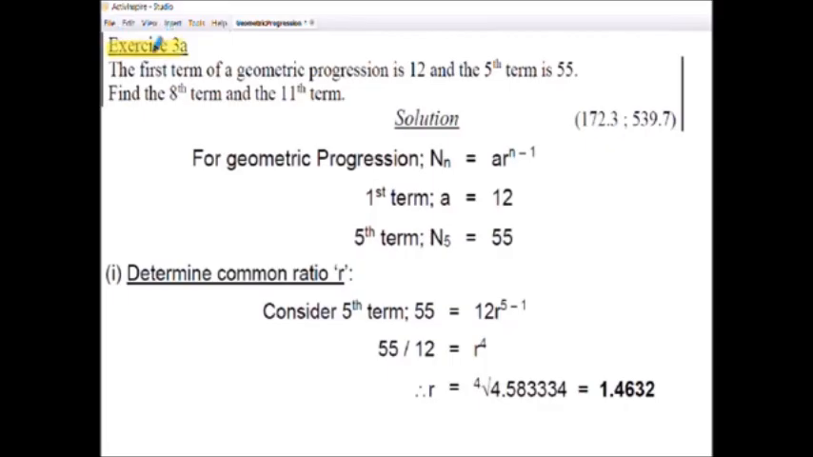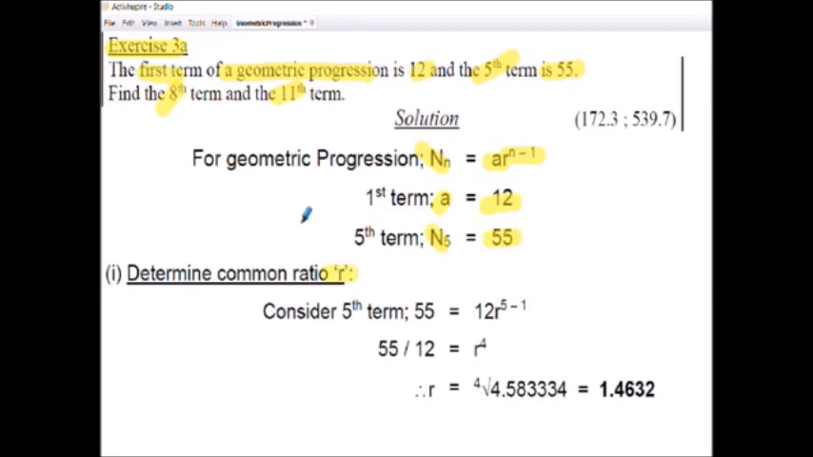Exercise 3a. The first term in the geometric progression is 12, and the 5th term is 55. We're asked to find the 8th term and the 11th term in the series. So, using the formula n_n is equal to ar to the n minus 1, we're using this formula because we're finding specific terms in the series. We know that a, the first term in the series, is 12, given in the question, and the 5th term, n5, is 55. What we do not know at the moment is the common ratio r.